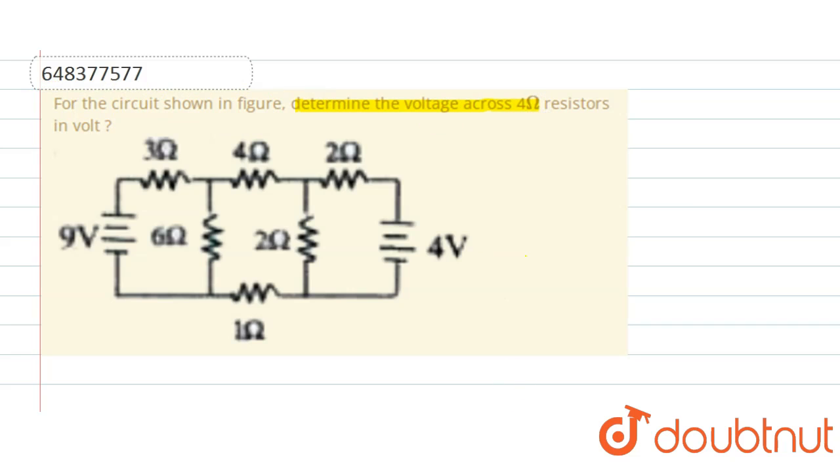Hello students, here the question is, for the circuit shown in the figure, determine the voltage across the 4 ohm resistor. Now students, let us consider the current flowing in this circuit is I1. I1 current is flowing through this. Now here it is flowing I2, and in this circuit the current flowing is I3, right?